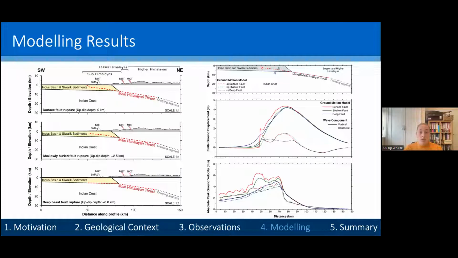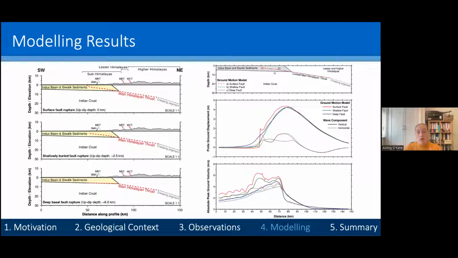And we constructed different thrust fault geometries based on different parts of the Himalayan range front. So the top here represents Nepal, where we can get surface rupturing earthquakes. The middle here is a shallowly buried fault like Jammu, and the bottom represents somewhere like Eastern Pakistan, where there's still this basal fault. I ran each of these models, and what we found was that the surface rupturing model produces the highest peak ground velocities, which we would expect, with in excess of 5 meters per second.